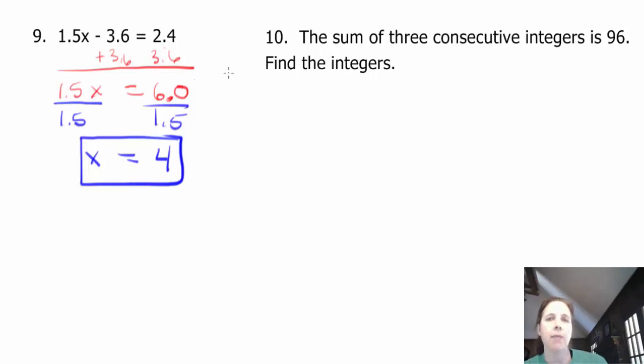Now, number 10 seems to throw people for a little bit of a loop. The sum of 3 consecutive integers is 96. Find the integers. There are different ways to do it. I'm going to show you how to make an equation and do it. I don't mind if you do it other ways, but I do want you to be able to do it this way. First of all, consecutive means one right after the other. Integers are whole numbers and their opposites. So it could be -5, -4, 0, 1, 2, 3, 4, any of those.